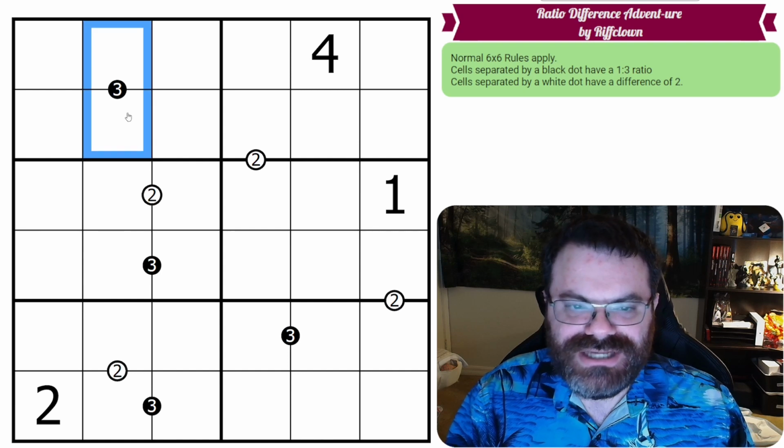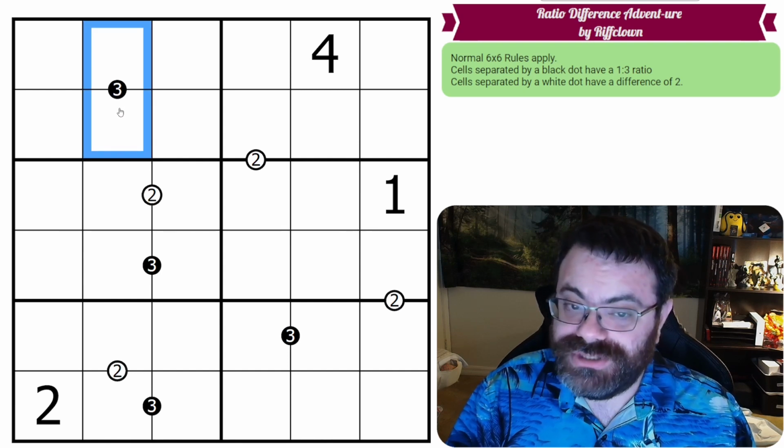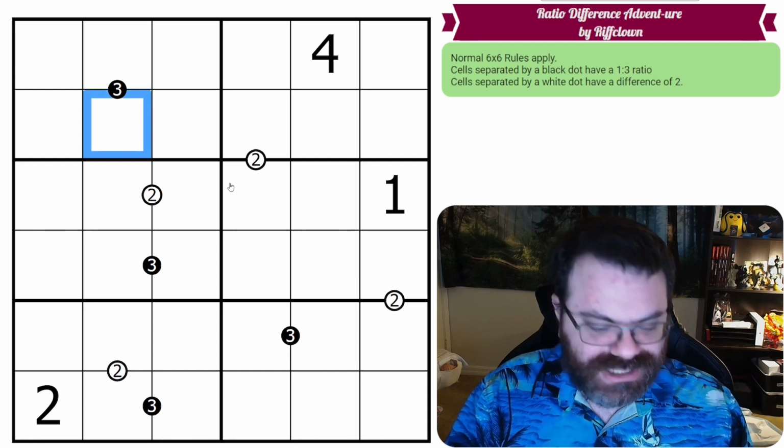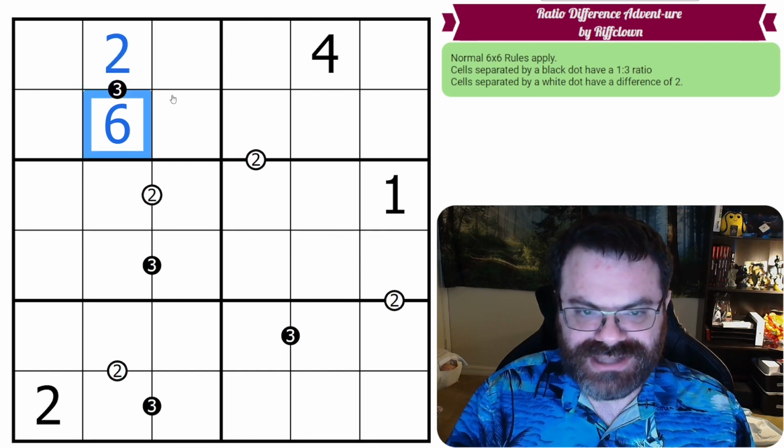Additionally, we have these black dots with the 3 in them to remind us that in this puzzle, it's a 1 to 3 ratio, not a 1 to 2 like we're used to. So one of the digits is exactly 3 times the other. For example, if this was 6, this one would be 2, because the 6 is exactly 3 times 2.